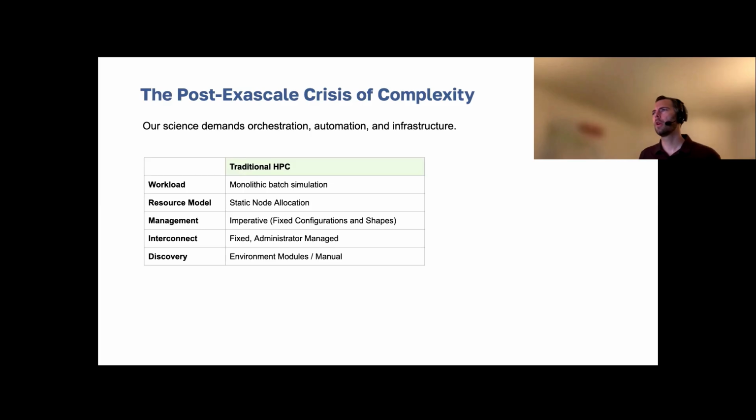Now, I want to talk a little bit about the post-exascale crisis of complexity. As I've alluded to before, our science is starting to demand orchestration, automation, and infrastructure. So think combining, again, traditional HPC features together with services.